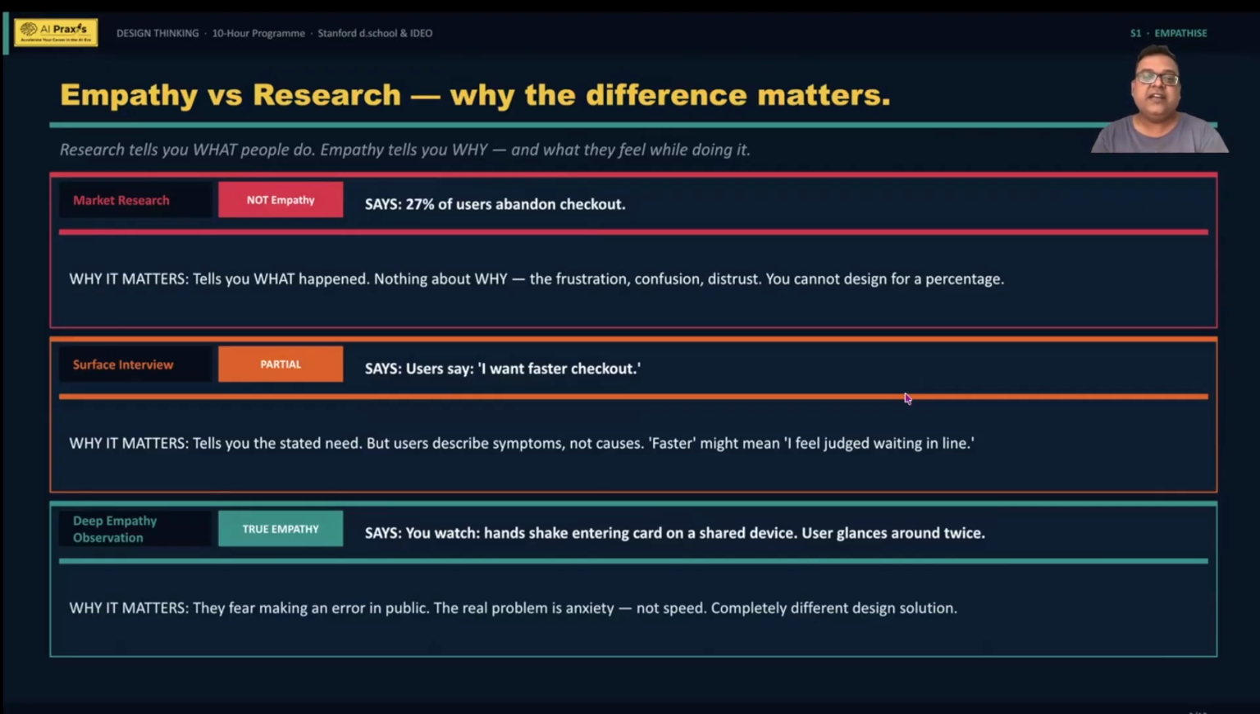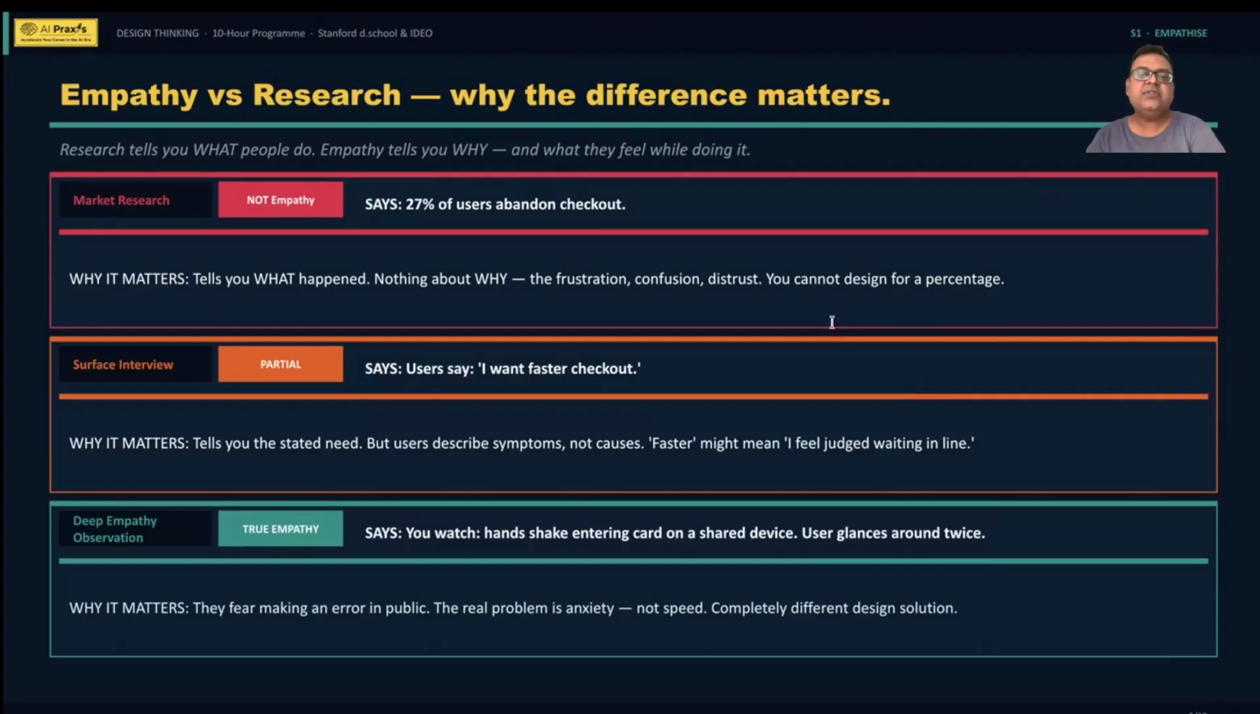Sometimes people say faster when what they really mean is something like, I don't feel confident while making online payments, or I'm worried I'll make a mistake. So their words describe the symptom, not the cause. And that's why interviews are useful. But they still require deeper exploration.